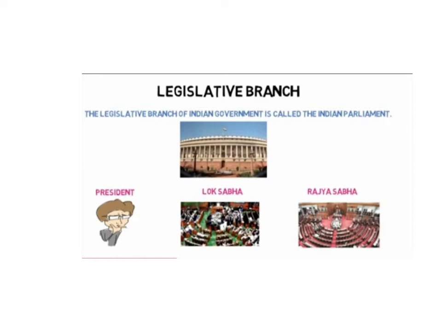Today we will discuss the legislative branch. The legislative branch of the Indian government is called the Indian Parliament. It includes the President, Lok Sabha and Rajya Sabha. The President is called the nominal head of the country. Lok Sabha is the lower house of the Parliament and Rajya Sabha is the upper house of the Parliament. And this makes up the legislative branch of the Indian government.